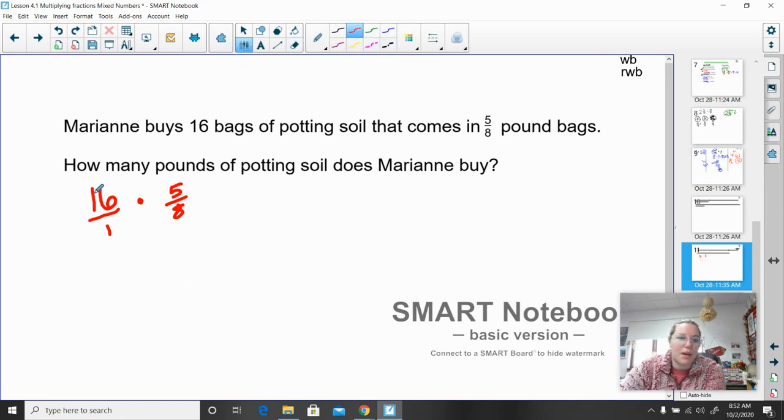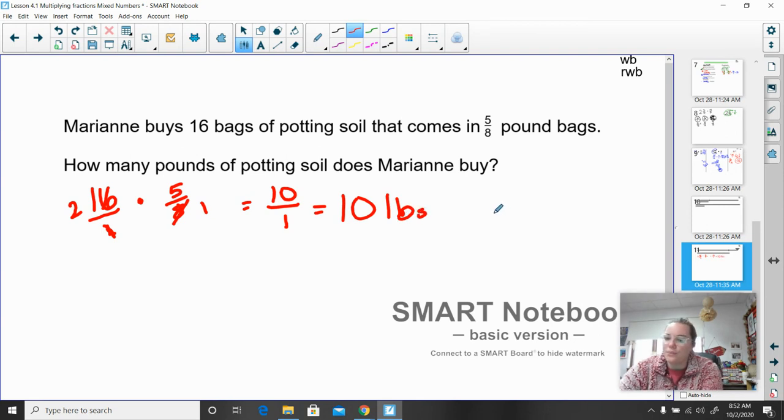So when we multiply this, we check: 5 and 1 have no common factor, so they stay 5 and 1. 8 and 16 can be divided by 8. 8 divided by 8 is 1. 16 divided by 8 is 2. So 5 times 2 is 10 over 1. And remember, anything over 1 is just a whole number. So she buys 10 pounds of potting soil.